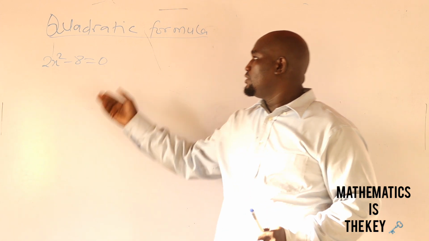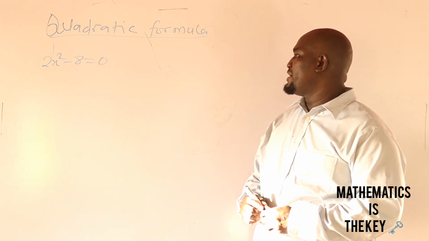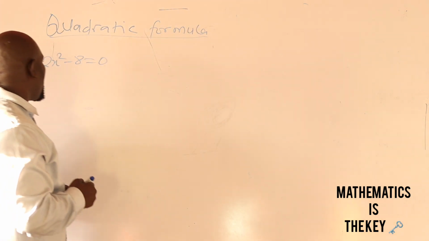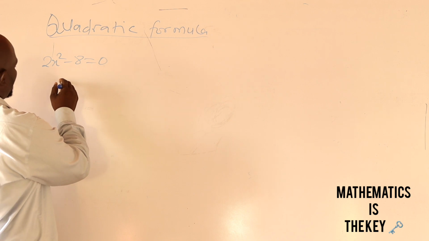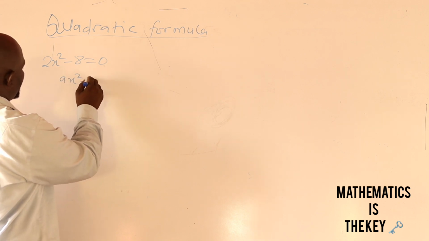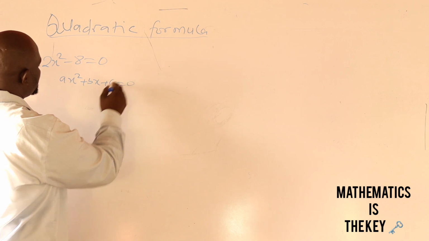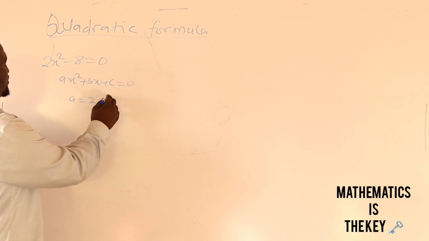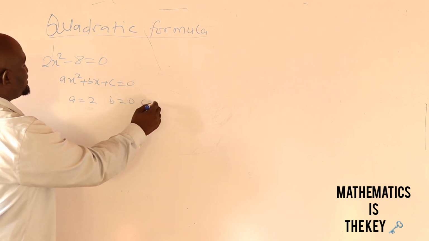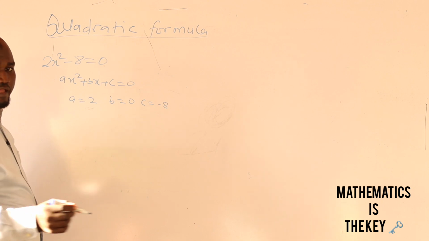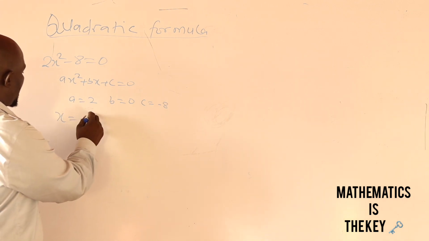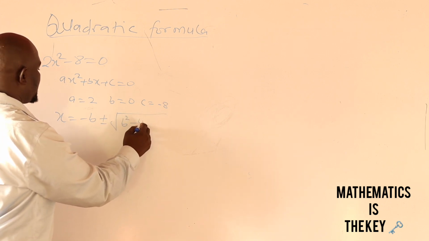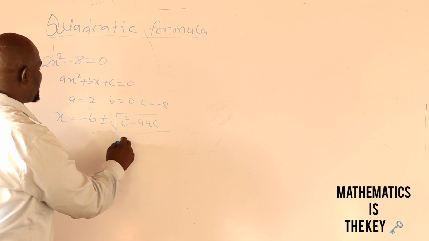In this example, we have to solve 2x squared minus 8 is equal to 0 using the quadratic formula. Again, comparing the equation with the general form of the quadratic equation, which is ax squared plus bx plus c is equal to 0, we will see that the value of a is equal to 2, b is equal to 0, and c is equal to minus 8. And the formula is given as x is minus b plus or minus the square root of b squared minus 4ac, all over 2a.